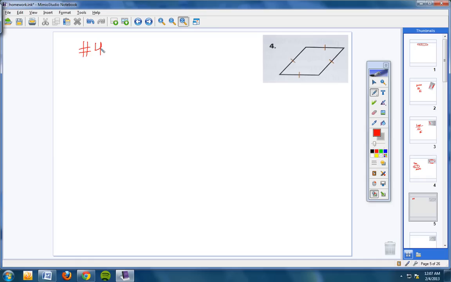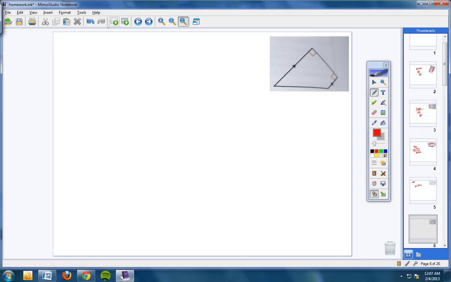Let's see. Well, students, first of all, we have to know that we have parallel sides. And we don't know that, so we don't have any trapezoid at all. So the answer is going to be neither. Okay? Neither. All right, let's go on to number 5.